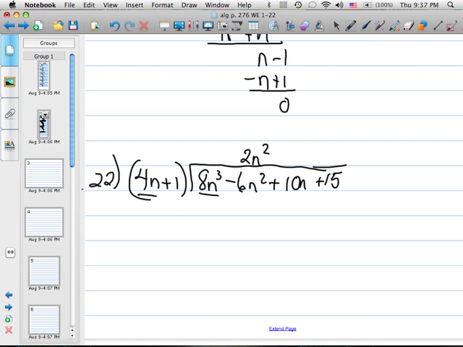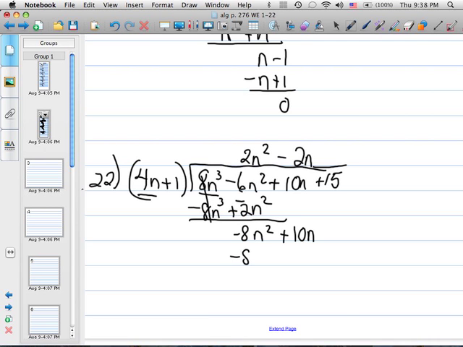Times the binomial by that, we get 8n cubed plus 2n squared. Subtract, change your signs. That's negative 6 and a negative 2 make negative 8n squared. Bring down the 10n. To get 4n to be negative 8n squared, we need to multiply by a negative 2n. That goes above the n term. Multiply, we get negative 8n squared minus 2n. Subtract, change your signs. That comes out 12n, bring down the plus 15.